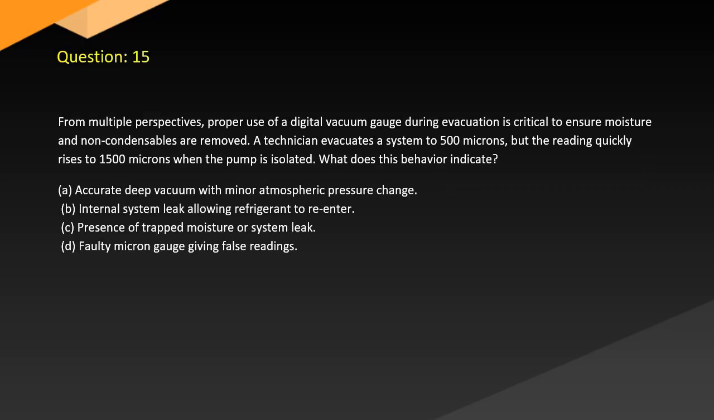Question 15. From multiple perspectives, proper use of a digital vacuum gauge during evacuation is critical to ensure moisture and non-condensables are removed. The technician evacuates a system to 500 microns, but the reading quickly rises to 1500 microns when the pump is isolated. What does this behavior indicate? A. Accurate deep vacuum with minor atmospheric pressure change. B. Internal system leak allowing refrigerant to re-enter. C. Presence of trapped moisture or system leak. D. Faulty micron gauge giving false readings.